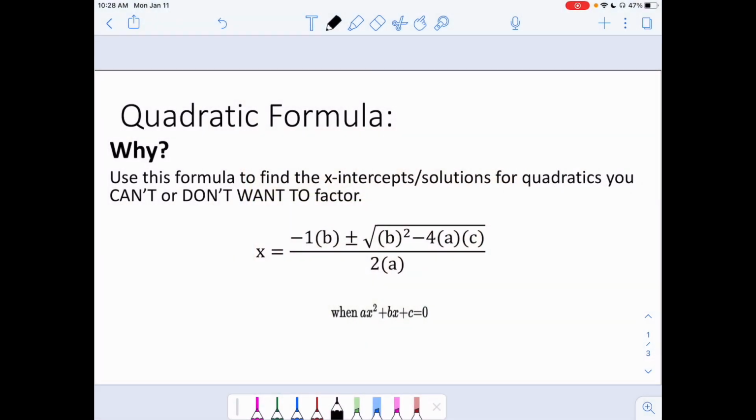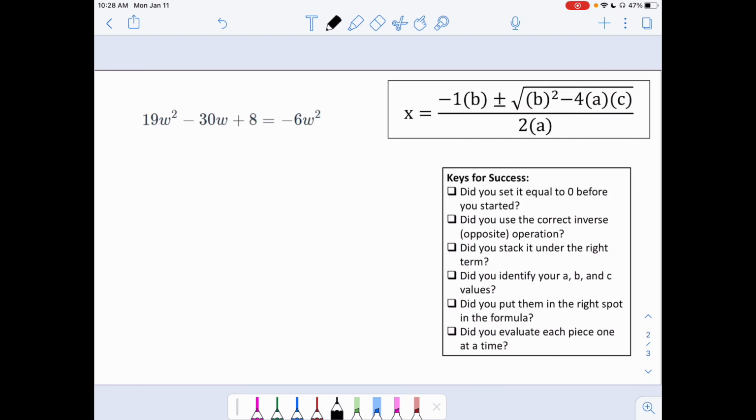The quadratic formula is an excellent tool that can be used to find the x-intercepts, the solutions for a quadratic you can't or don't want to factor. The formula is below: -1 times b plus or minus the square root of b squared minus 4ac, all over 2a. Let's see this in action. It's not as daunting as you think.